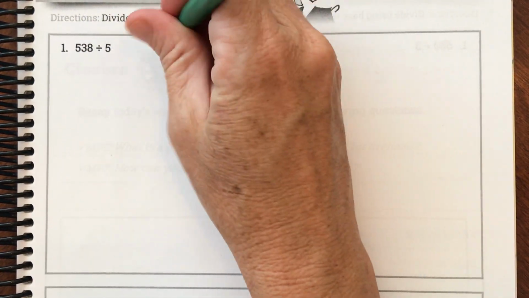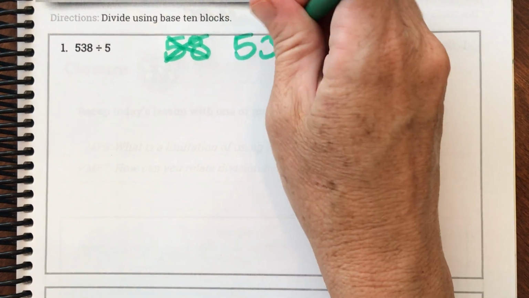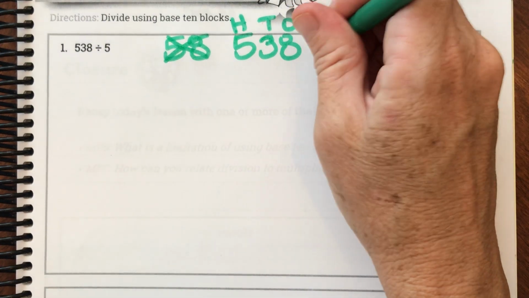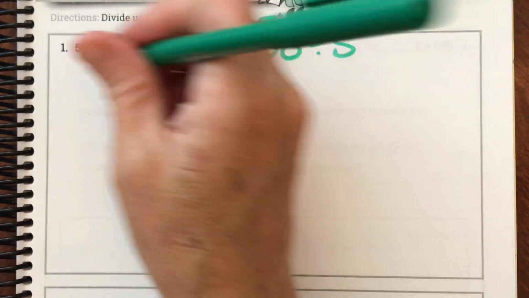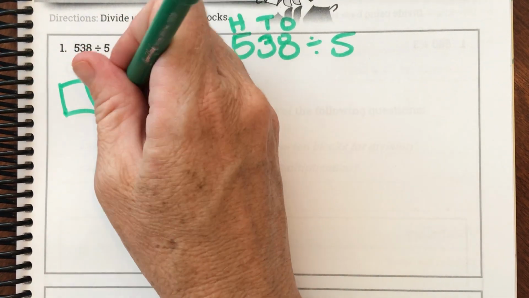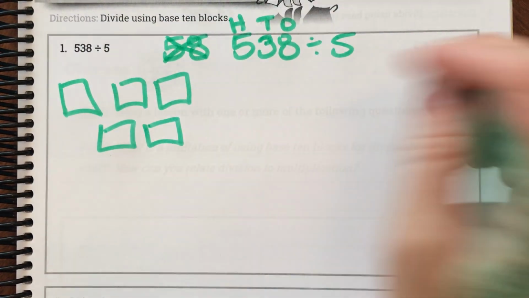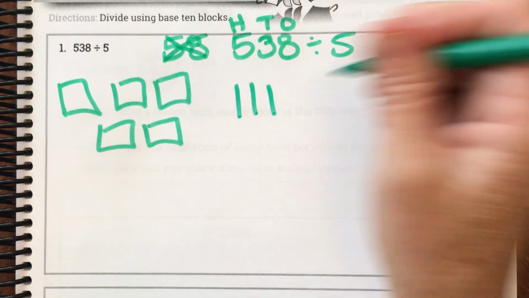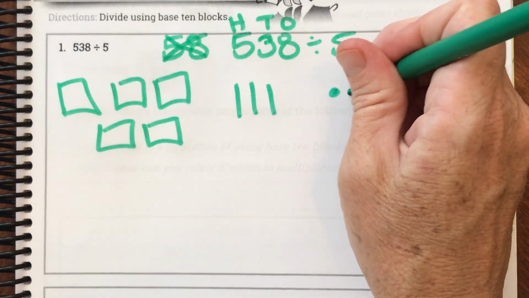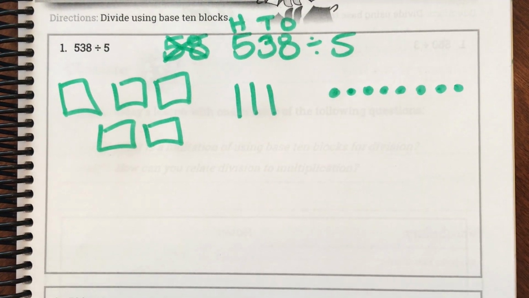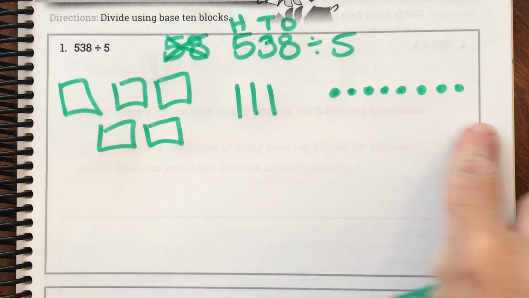Oh, I made a mistake, friends. I'm sorry. 538. That way I can put my place values on top. Means I have 5 hundreds, 1, 2, 3, 4, 5. I have 3 tens, 1, 2, 3. And I have 8 ones, 1, 2, 3, 4, 5, 6, 7, 8. Okay, so we drew our dividend.